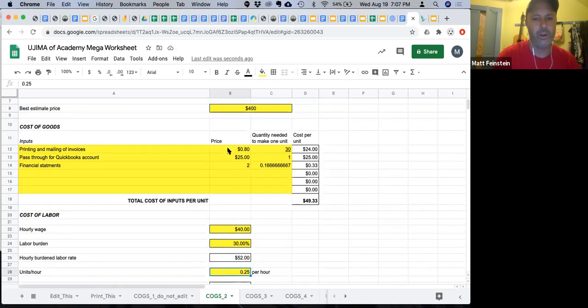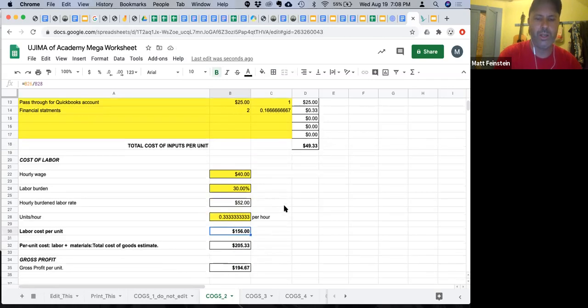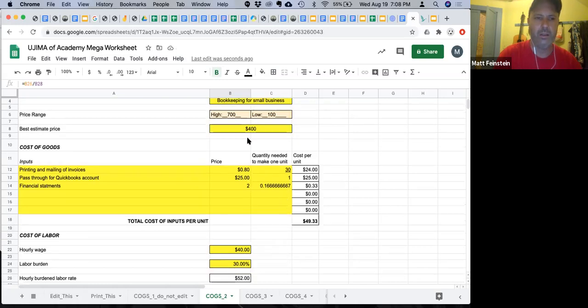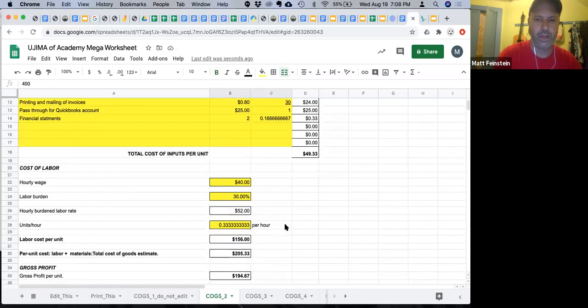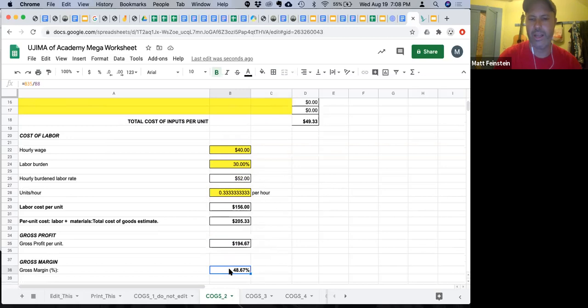If you could do 3 of these in 1 hour, you'd put 3 here. But you're doing 1 of these for 3 hours, so you're doing 1/3, right? Do you see how that works? Yep. So you're actually spending 156 on labor for those 3 hours that you're spending on this service. So your cost per unit is 205. Let's say you're charging 400 and your cost per unit is 205. So your gross profit for that product is 194, and your margin is 48.